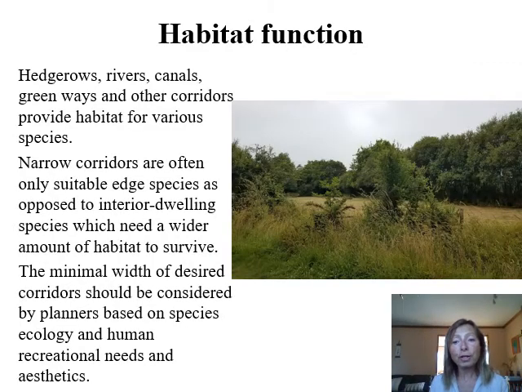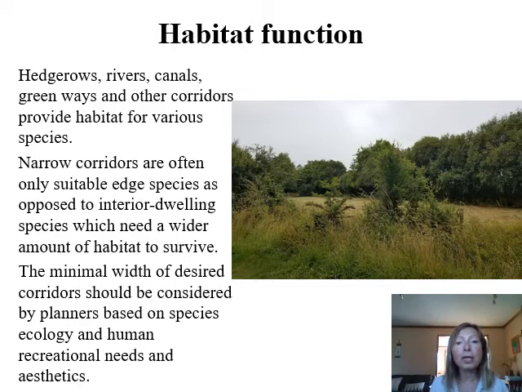The third ecological function provided by linear features within the landscape is the function of habitat. This is particularly true for strip and stream corridors, and less likely for very narrow line corridors. Hedgerows, rivers, canals, greenways all provide home for various plant and animal species. They also provide recreational resources for humans.